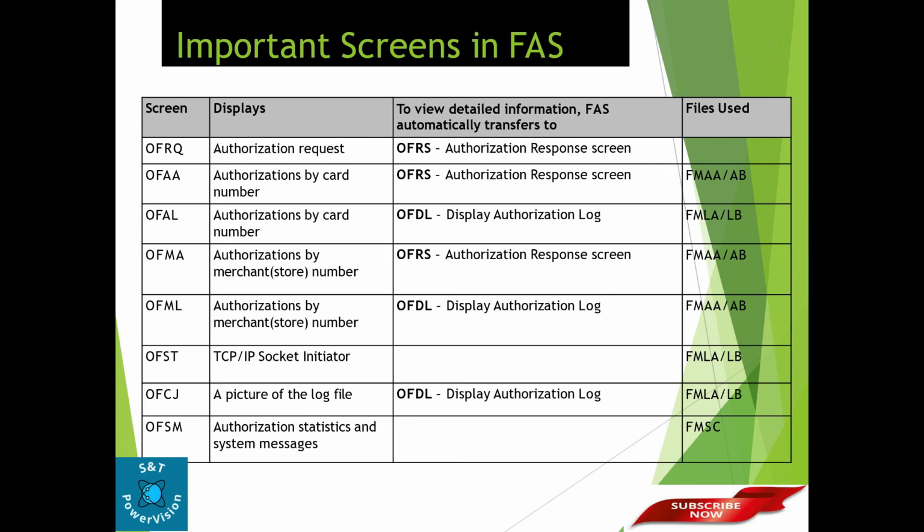After that, OFML means authorization by merchant store number. OFCJ means chronicle journal, a picture of the log file we can say. OFSM is authorization statistics and system messages. So these are the important screens in the FAS. So this is overall about the FAS, or Financial Authorization System. In some businesses it may be known by another name as well.